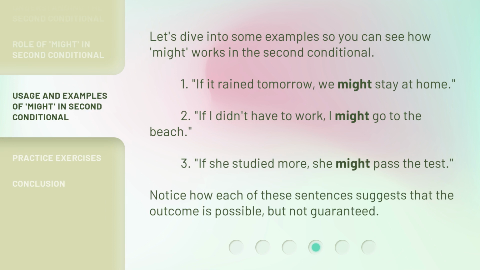Let's dive into some examples so you can see how might works in the second conditional. 1. If it rained tomorrow, we might stay at home. 2. If I didn't have to work, I might go to the beach. 3. If she studied more, she might pass the test. Notice how each of these sentences suggests that the outcome is possible, but not guaranteed.